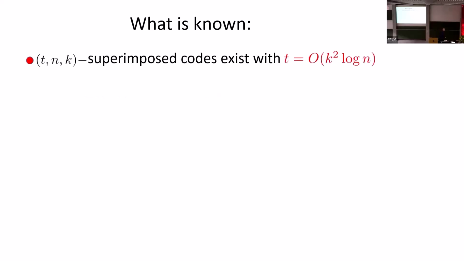What is known? The first bound is the following. There always exists a superimposed code with length upper bounded by k squared log n, if you remember, k is the number of allowed stations. So it's logarithmic in the number of stations. And this is important because the huge number is the number of stations, while usually k, the number of active stations, is small.